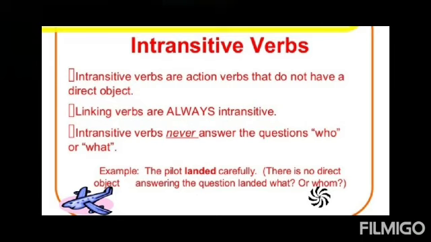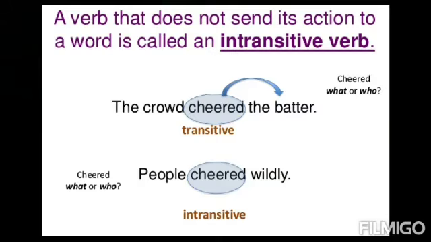Just remember the thumb rule: to find the object in a sentence, we have to ask the question what or whom. Therefore, in this sentence, under a tree is not an object. It's simply a prepositional phrase. So, now we know what transitive verbs are. They are the verbs that need an object. And what are intransitive verbs? To understand intransitive verbs, let us take some examples.